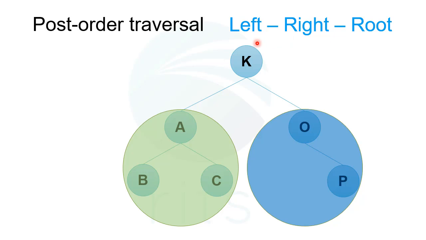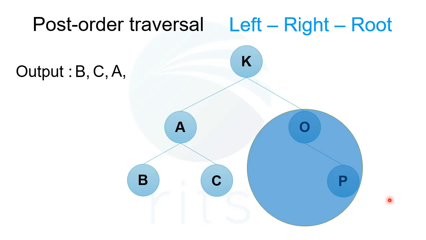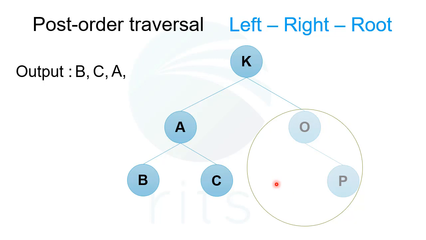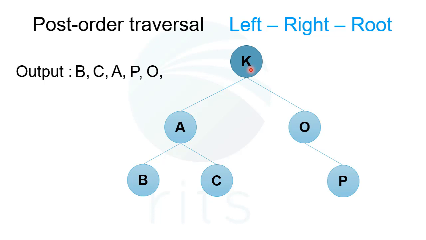So what is the post-order traversal for this particular tree? Well, it is left, right, and root. So it becomes B, C, A. After completing this tree, we have to go to the right. Now the right subtree contains only 2 nodes and there is no left node, but the order of traversing remains the same except the left, so we go as right and root, so our output becomes P, O. And finally the root node comes at the end and we append the K with the output.